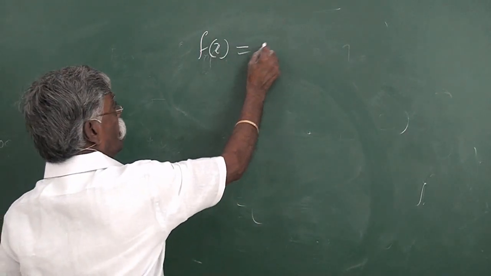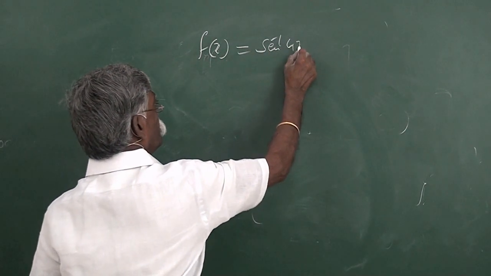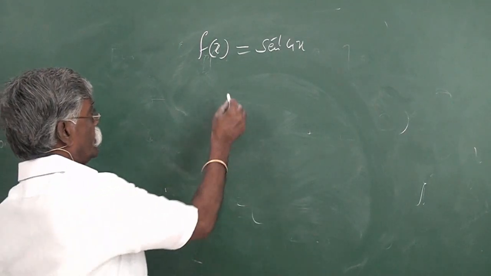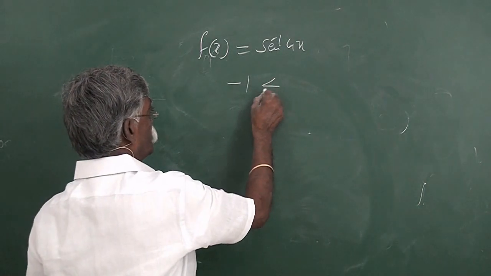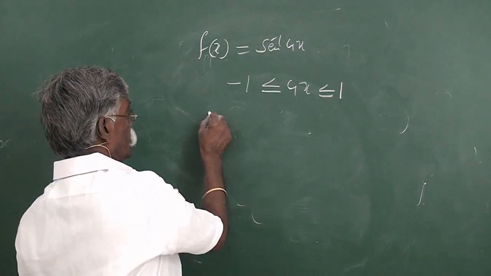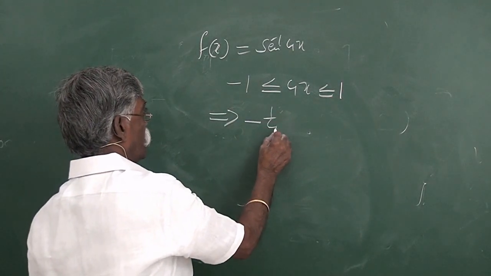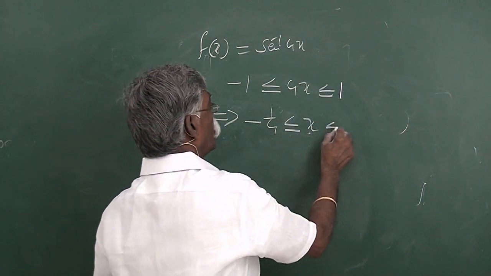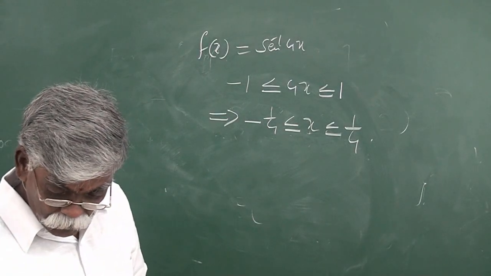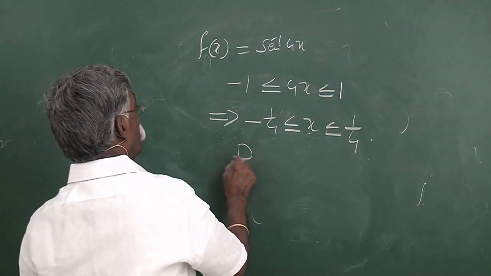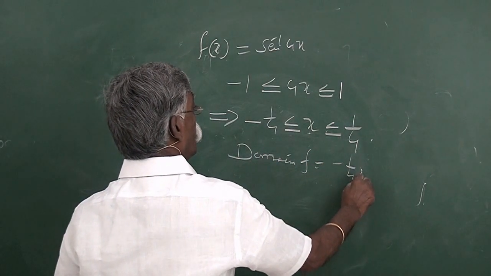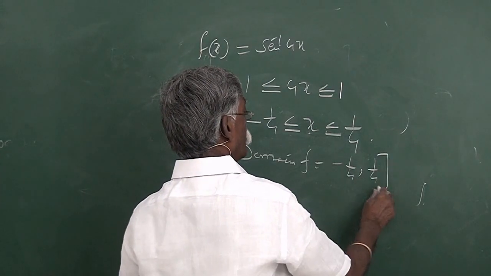F of x is equal to sine inverse 4x. The domain of sine inverse of 4x is minus 1 to 1. That means minus 1 is less than or equal to 4x is less than or equal to 1. This implies minus 1 by 4 is less than or equal to x is less than or equal to 1 by 4. Therefore, the domain is minus 1 by 4, 1 by 4, closed interval.